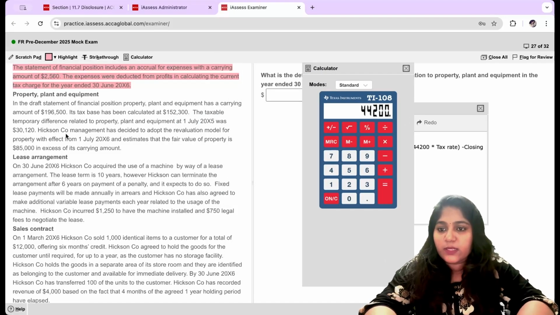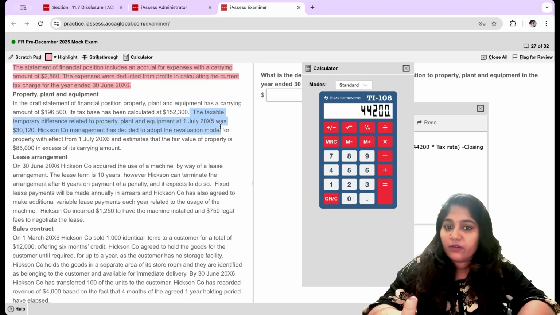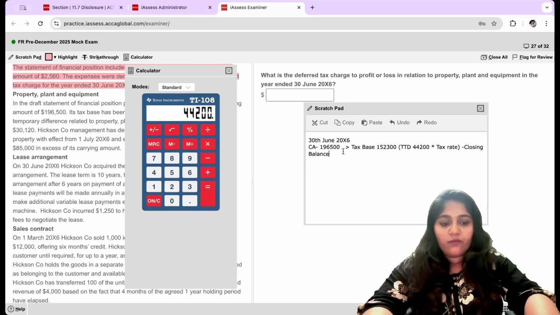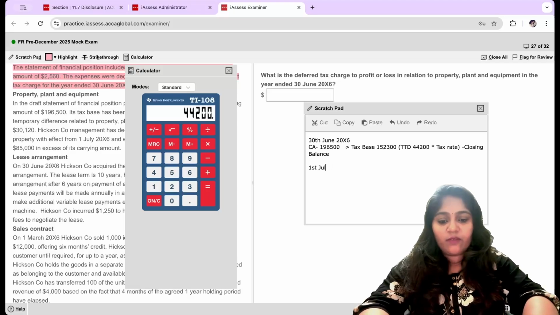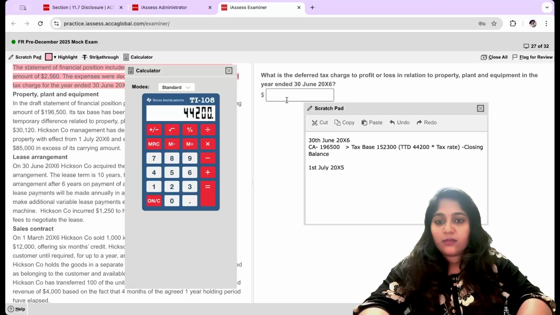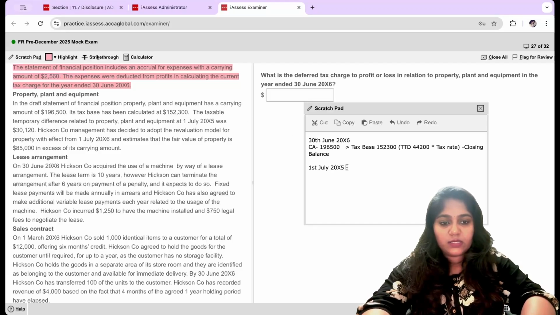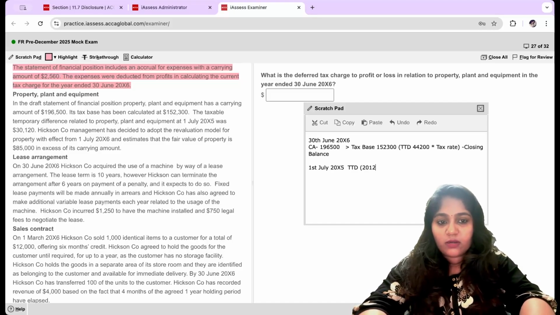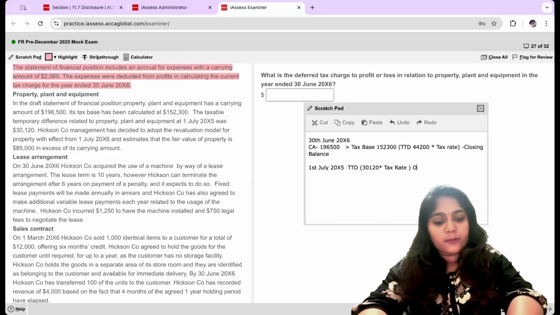Next, look at the next one. The taxable temporary differences related to the PPE at 1st July X5. For the opening balances they have given the value. So on 1st July X5, they have clearly said the taxable temporary differences, the TTD, are 30,120. Multiplied with the tax rate, this will become your opening balance.